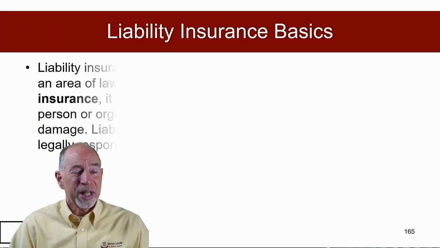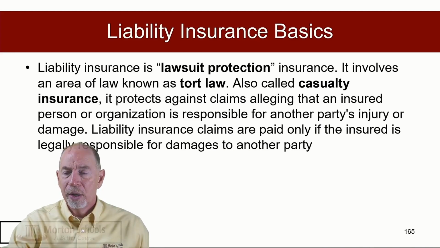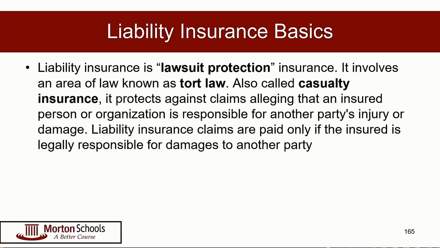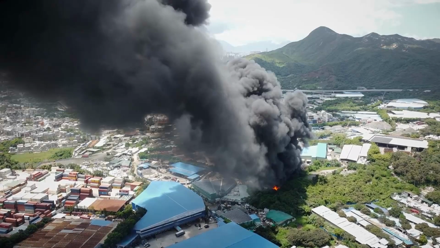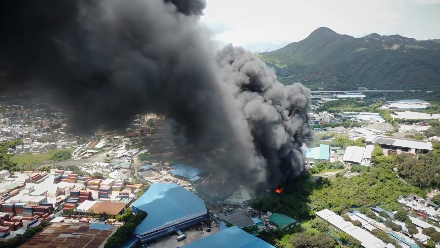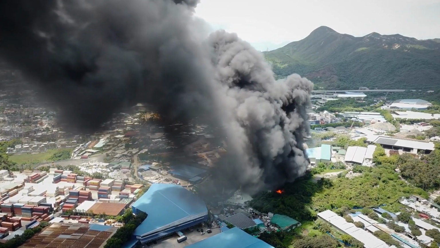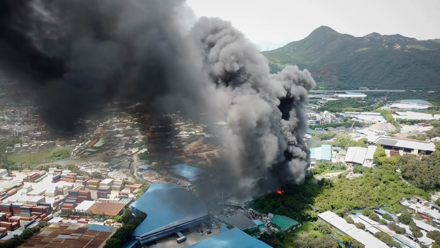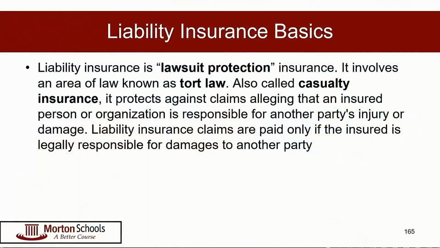So what is that in the real world? Well, liability insurance is lawsuit protection. It protects you against those lawsuits that have to do with tort law. This is also called casualty insurance. If somebody sues you for some damage, then you have to be ready to settle that claim or take care of that claim. And those claims can be very, very large. That's what you need the liability insurance for.